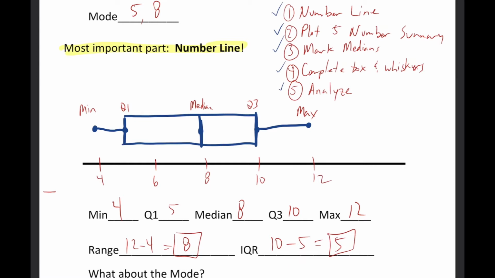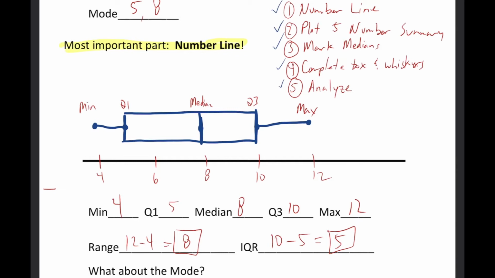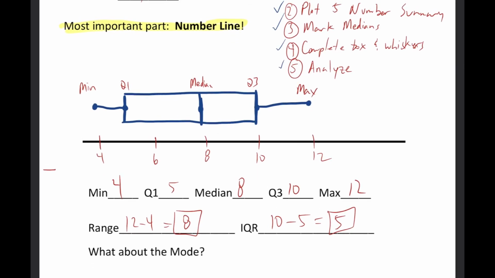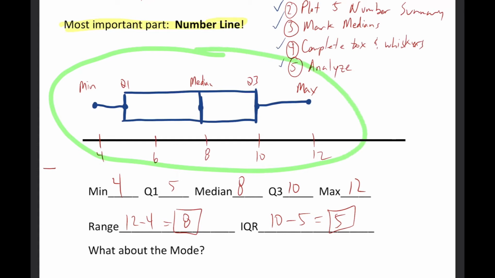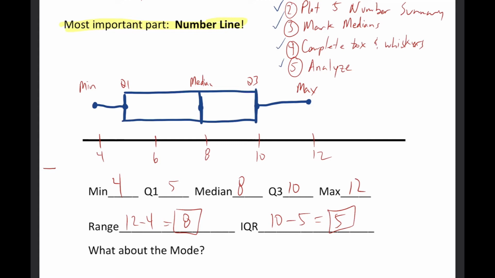But what about the mode? So I'm going to go ahead and scroll up so I no longer see what the mode was. But if I just look at my graph here, my box plot here, what is the mode? And unfortunately, I cannot tell what the mode is. I only see 5 pieces of data. I see my minimum, and I do know that my minimum is part of my data set. My maximum, yes, I know that's part of my data set.